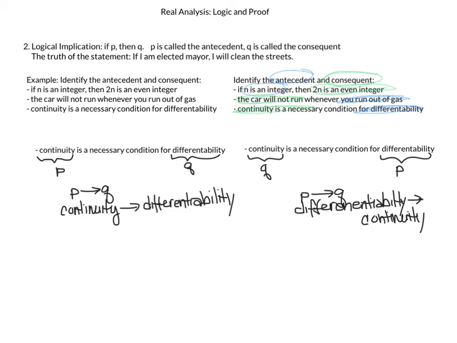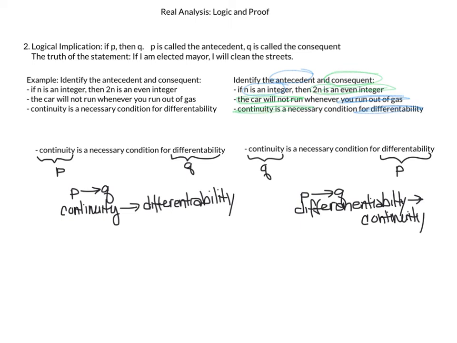So continuity being necessary means that if it's differentiable, you know that it's continuous. So I think it's this one here, P implies Q. So differentiable is going to be the antecedent, and continuity is going to be the consequent.